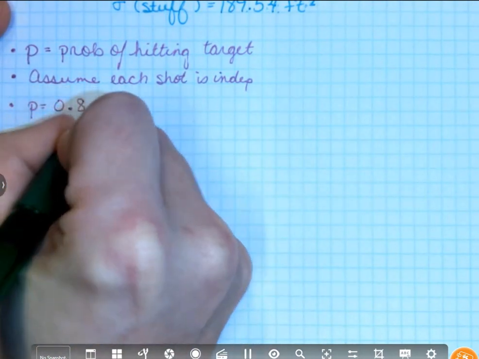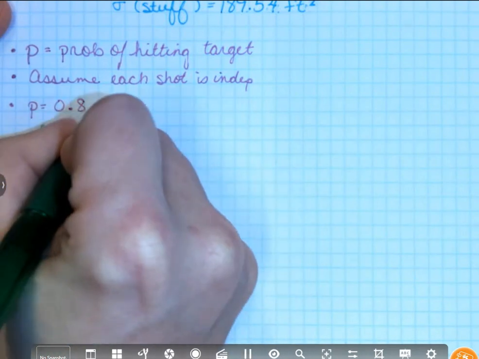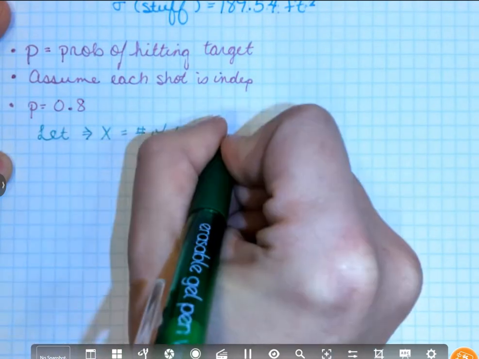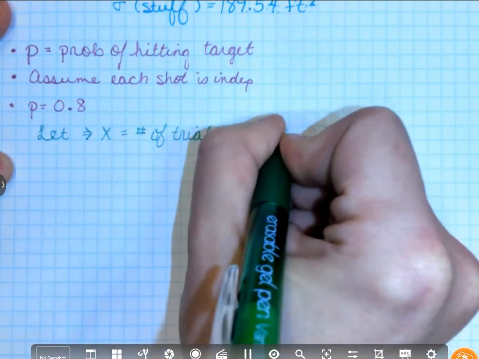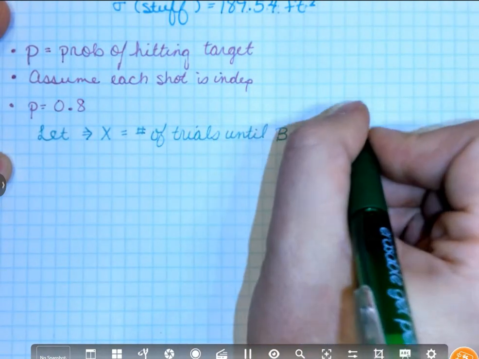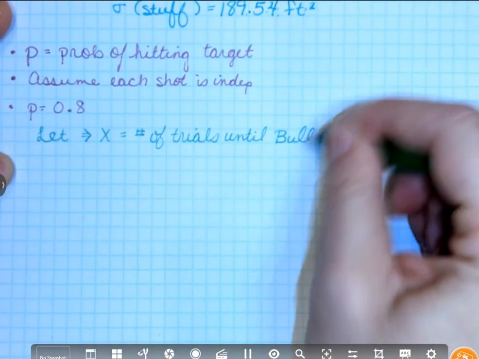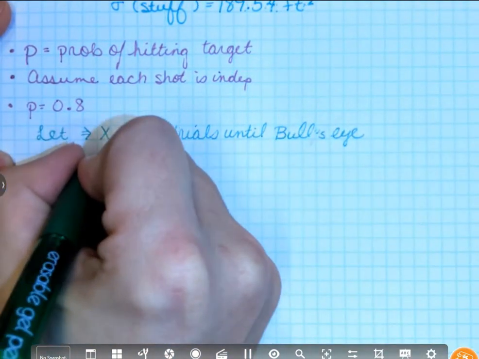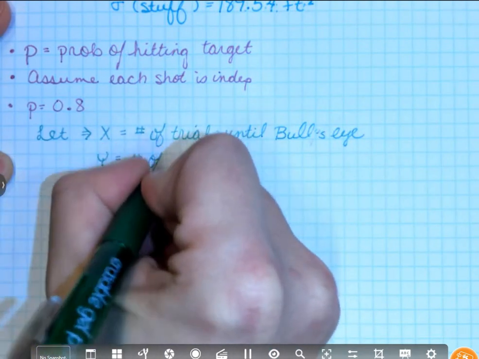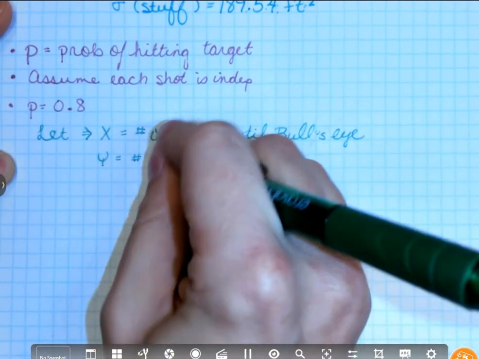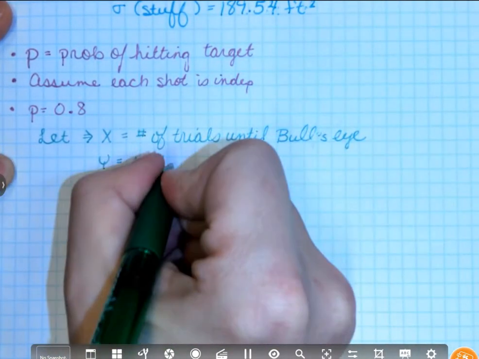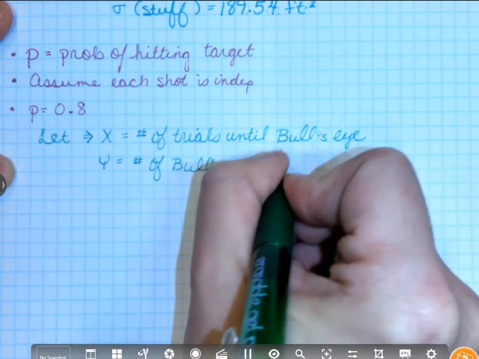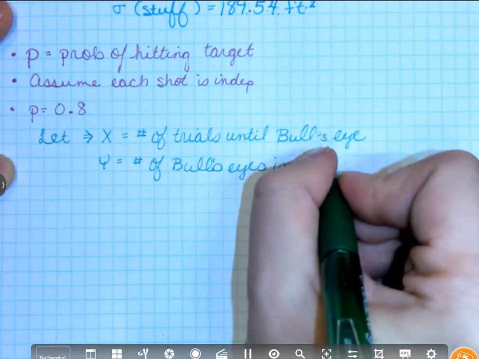I'm going to say let X be the number of trials until a bullseye. That's not how you spell bullseye. Bulls does not have an E in it. And I'm going to let Y be the number of successes, or in this case, a success is a bullseye, in n shots.